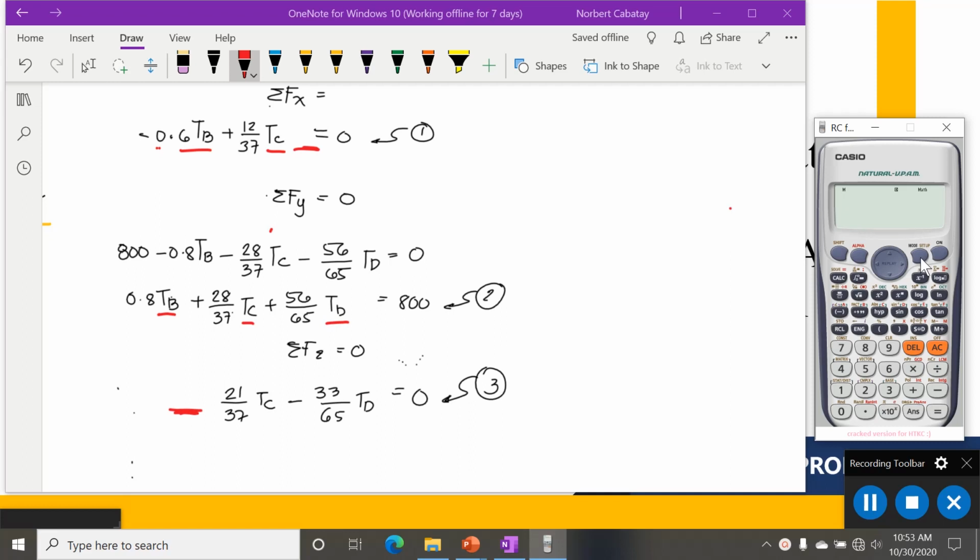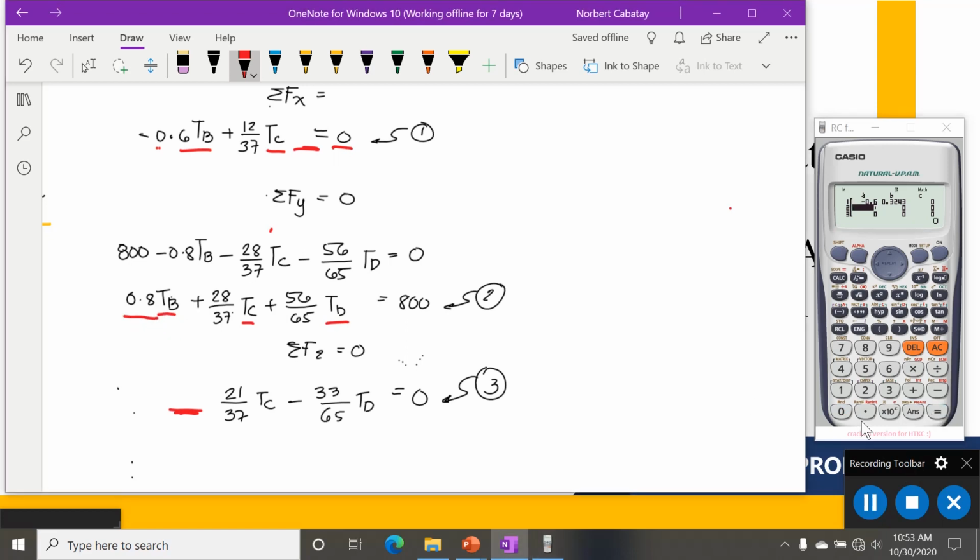So, using your calculator mode 5, then 2, input nyo lang, but you have to consider yung sign and yung kanyang sequence. So, ang sequence natin ay T sub B, C, and D. So, we have negative 0.6 equals, then 12 over 37. So, pinili natin yung fraction instead na i-convert natin into decimal kasi mapuputol yung value. Then, T sub D is 0. Dito yon. Then, 0 din to. So, 0 yung constant term niya, equals.